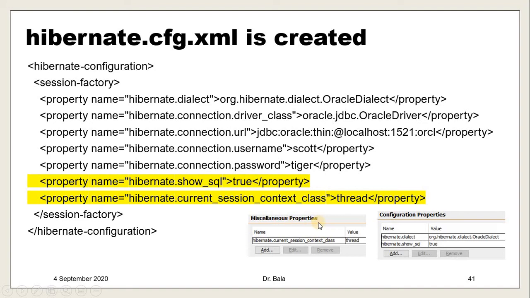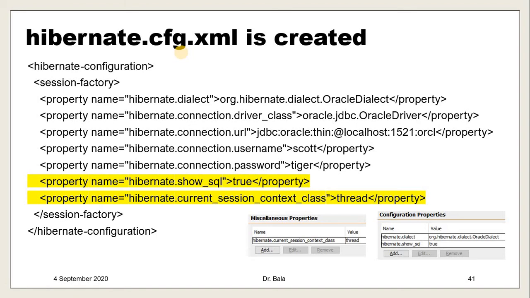In the XML file there is a miscellaneous property where you can select current session context class, then we can put the value as thread. And in the property window we can also go to the configuration properties, in which we are going to select show SQL is equal to true. So once you assign that, automatically this code is written in the CFG XML file. So our first step is over.